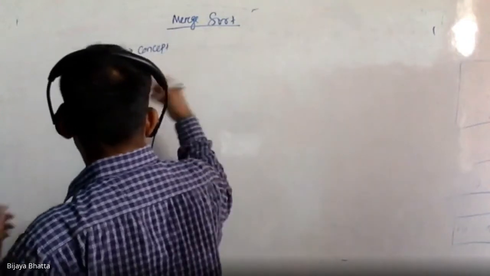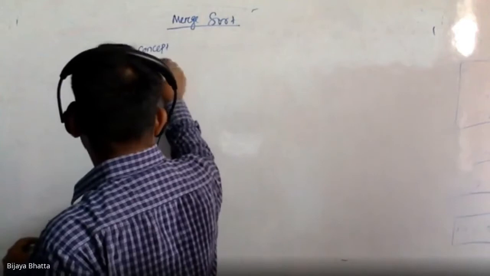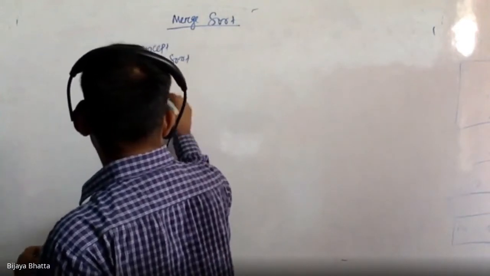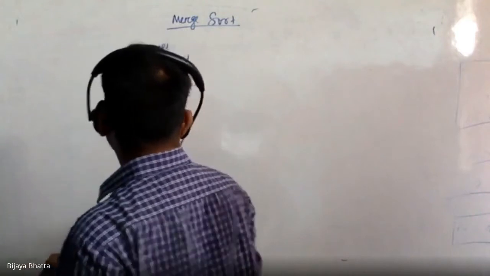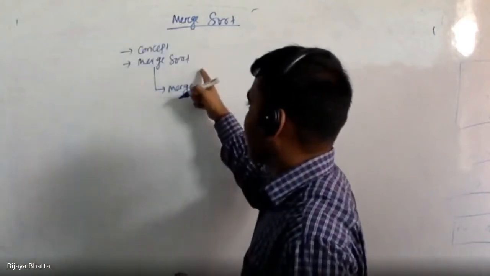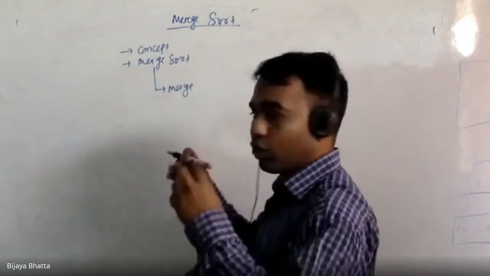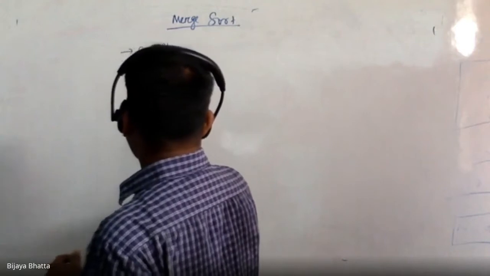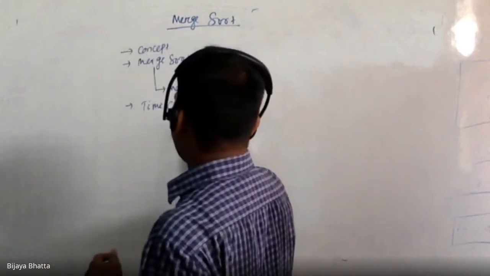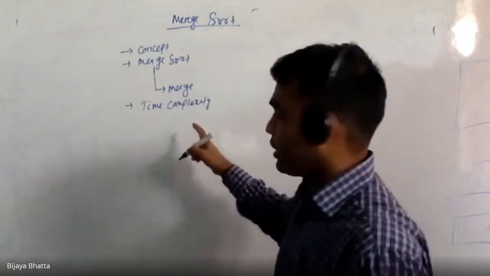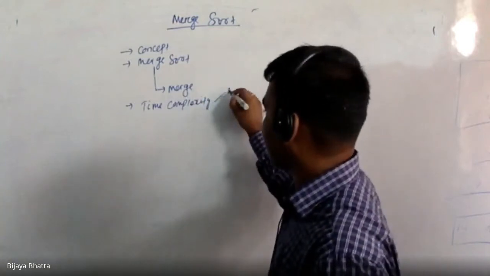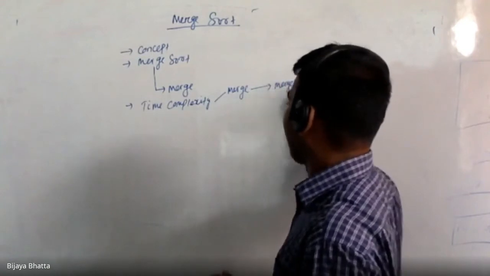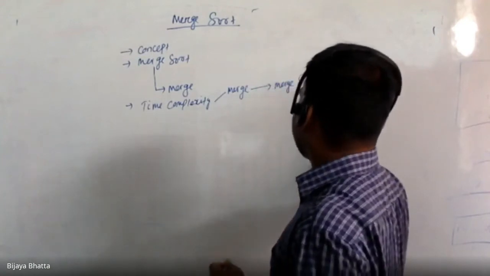Then we'll see two things actually. One is merge sort, which uses the merge algorithm internally. We'll understand the concept, and we'll see how to merge two arrays. After that we'll see the time complexity. We'll try to analyze the time complexity of the merge algorithm, and after that we'll analyze the merge sort algorithm. That is the agenda for today.